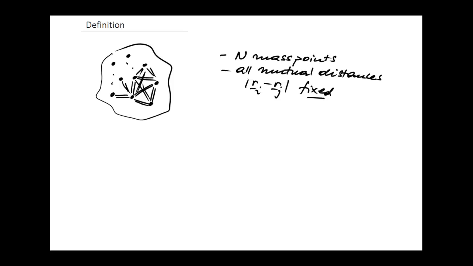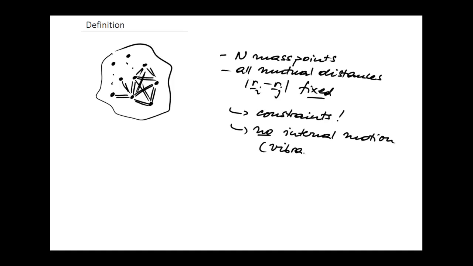So this requirement that the body is rigid, and that the distances are fixed, imposes constraints on the system. It imposes constraints on the motion of the individual mass points. There is no internal motion, such as vibrations or deformations and so on. This is a rigid body.